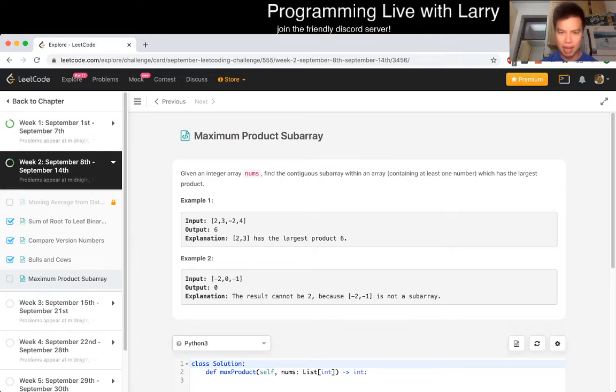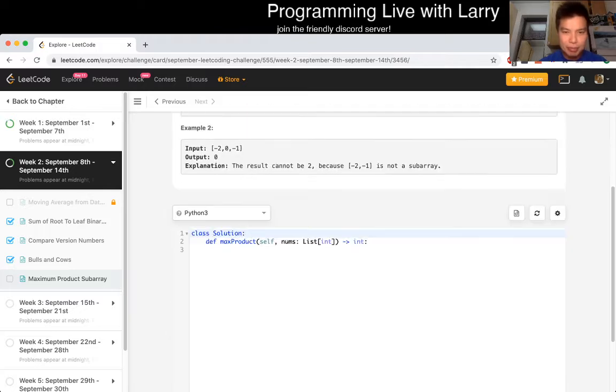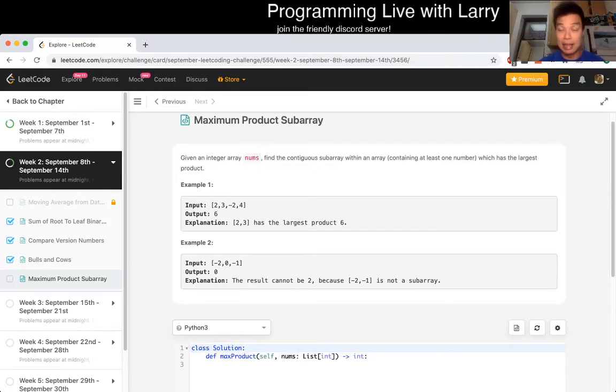Okay, so you just have to find the subarray that is the maximum. I think a variation of this was a recent problem on the Leetcode contest, where you have to find the longest positive value instead of maximum product. But I think that's the same idea, maybe with an additional edge case. The way that I would solve this is with dynamic programming.